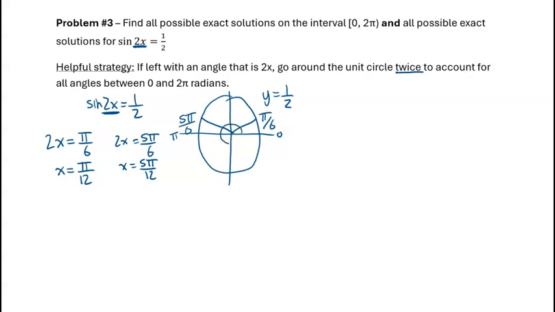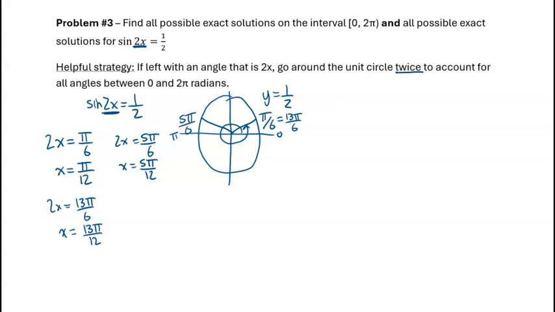If I go all the way around the circle, but then I go up here to pi over 6 again, 2 pi plus pi over 6, well, that gives me 13 pi over 6. And so I'm going to solve that now. 2x is equal to 13 pi over 6. That means that x is equal to 13 pi over 12. And you can see that's between 0 and 2 pi.